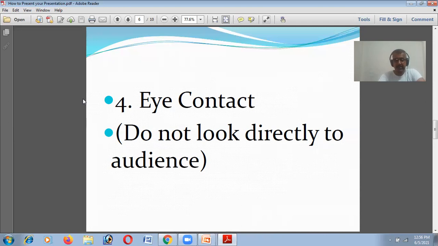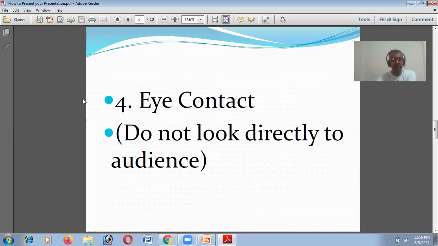Do not keep your eyes fixed on a single audience member, like the course teacher or others. You are presenting towards the audience. So if you look directly all the time at your course teacher, that will violate the rules of presentation. That means you are giving importance to your course teacher and disregarding the other audience attending the presentation. So eye contact is very necessary.